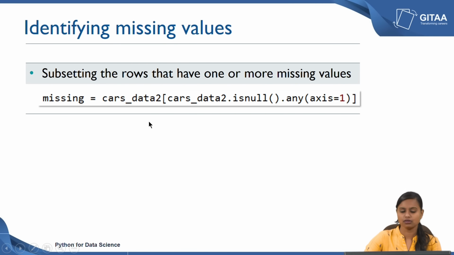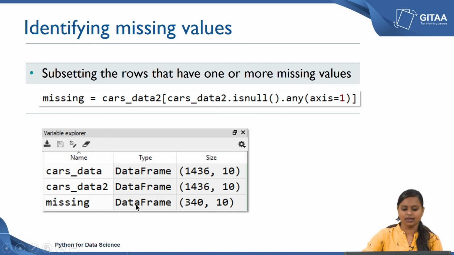Now let us see where the missing values are. Once you read that, you will get that in your variable explorer. Let us check the dimension of it. It is a data frame now, and the dimension of it is 340 rows with 10 columns. So, there are 340 rows where at least one column value is missing. Now let us see where the missing values are.